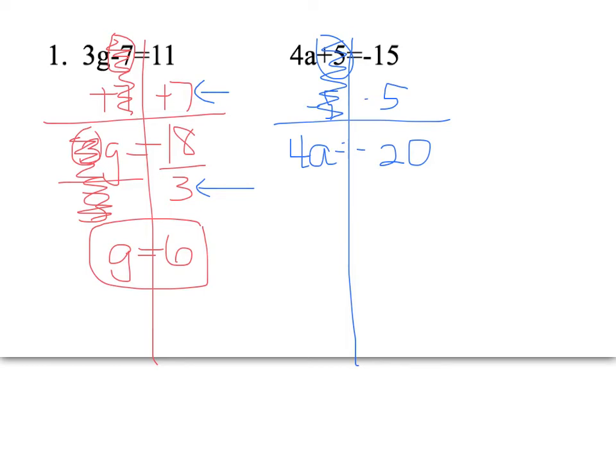Now we still have a 4 times a. The opposite of times is divide. So divide by 4. 4 divided by 4 is 1. So we'll get 1a equals negative 20 divided by 4, which is negative 5.